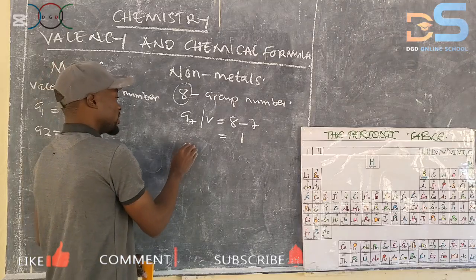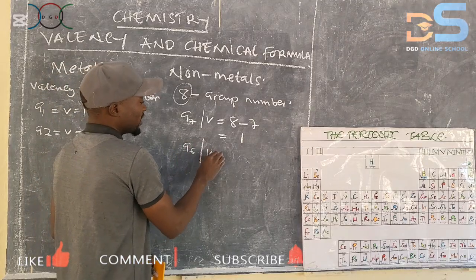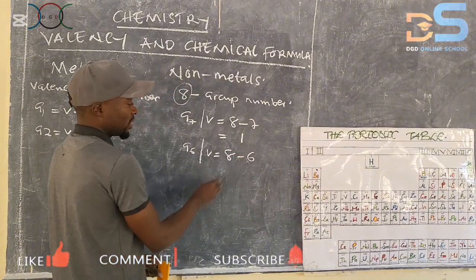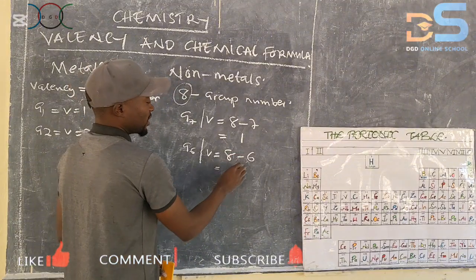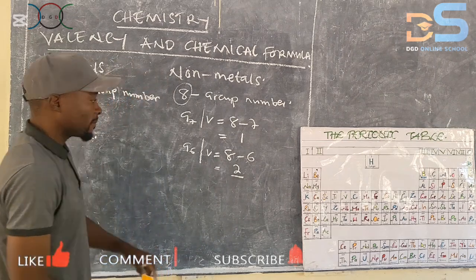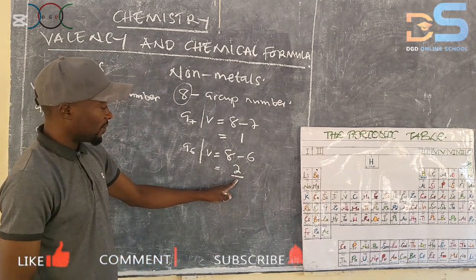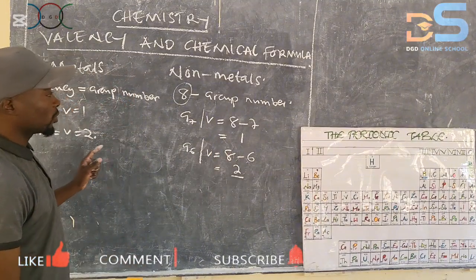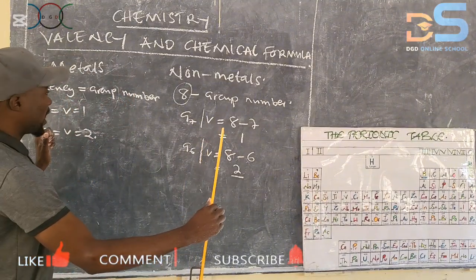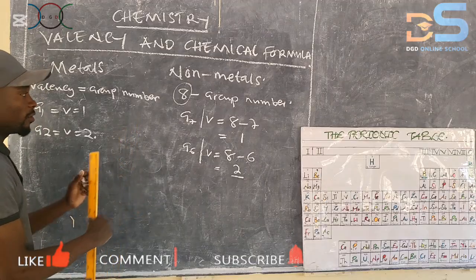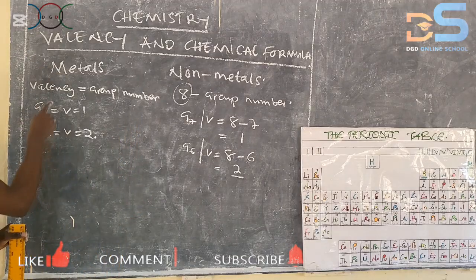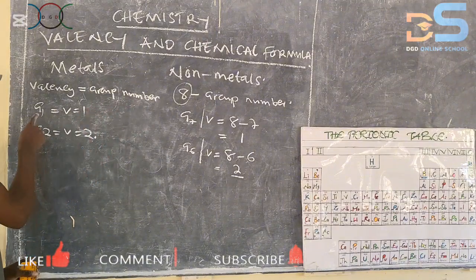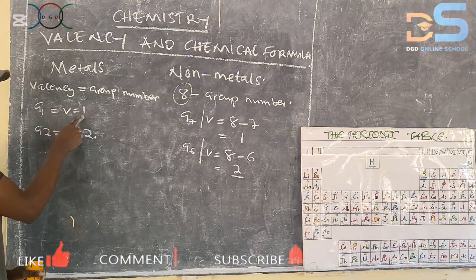If we pick an element in group 6, the valence there will be equivalent to 8 minus the group, which is 6. So this will be equivalent to 8 minus 6, we get 2. So meaning this element has got a valence of what? 2. But now, how can we marry this information together? We know for all the metals, the valence will be equivalent to the group number. So meaning if an element is in group 1, meaning its valence is what?